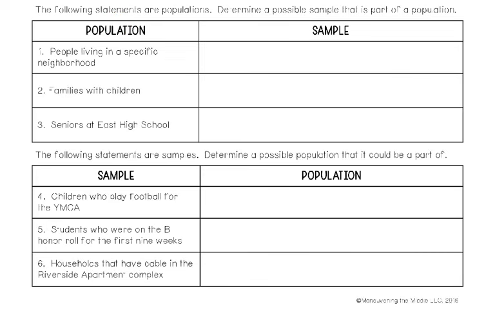The following statements below here are populations. Determine the possible sample that could be part of the population. I'll do the first one for you. It says the population is people living in a specific neighborhood. So one sample of that could be the elderly people within the neighborhood. You could have also said the children in the neighborhood.